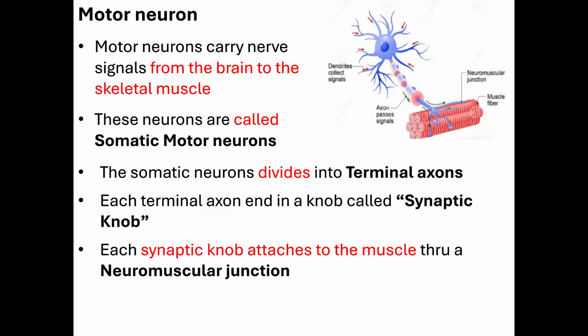Okay, so if you draw a diagram, you should have an axon, multiple terminal axons, and then a little bulge at the end, which is touching the muscle. And this junction where it touches the muscle, actually it doesn't really touch the muscle. We'll talk about that in a minute. But that junction is called the neuromuscular junction, NMJ, neuromuscular junction.